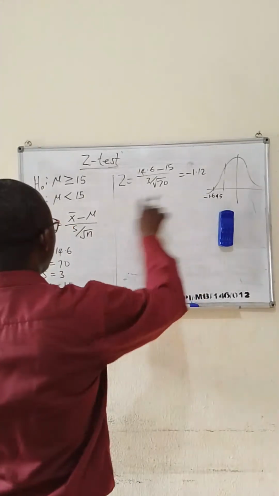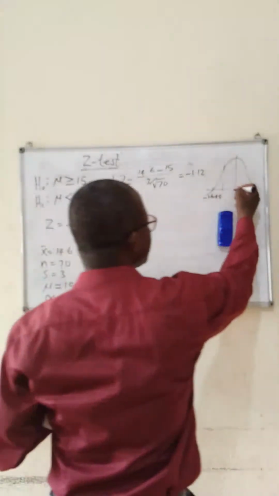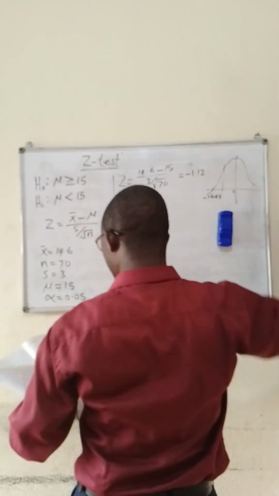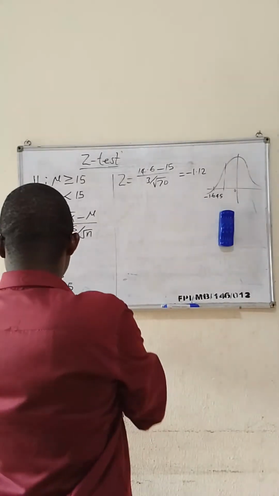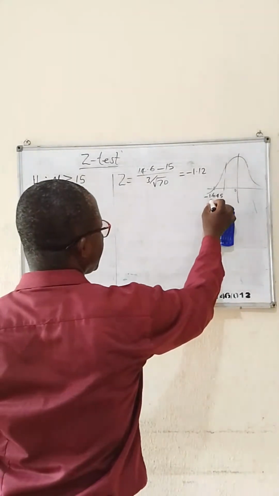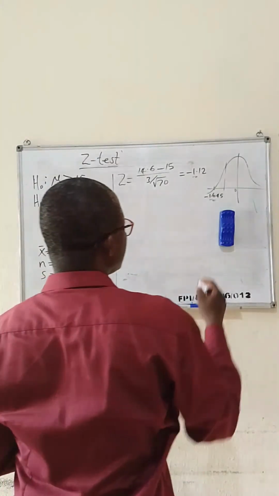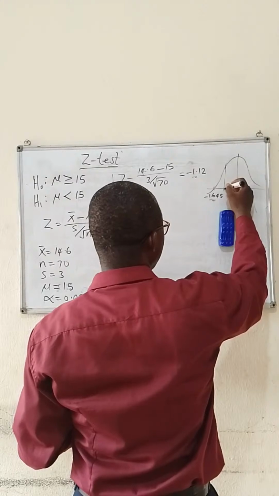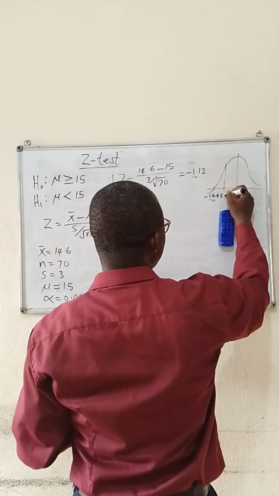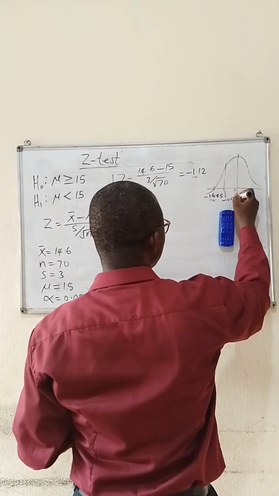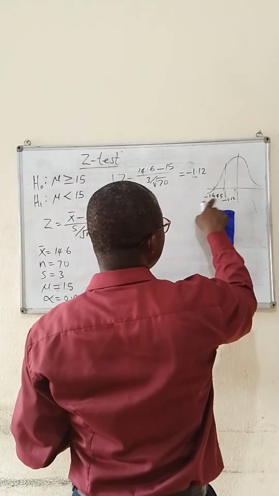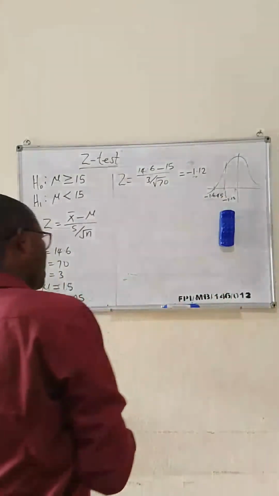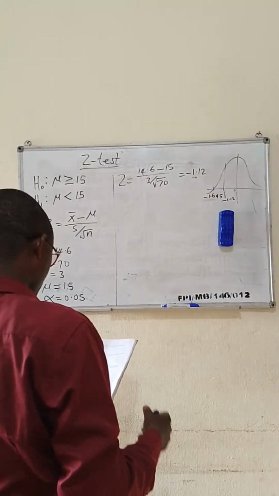But how did we know it's minus? Because we have a less than here. And this is 0 point. Anything on this side, if it is greater than, should be on the other side. So what we are going to do is to compare this value to this value. Which one is greater? Our own is somewhere around minus 1.12. That's what we calculated. So the table value is on this side of the calculated value.